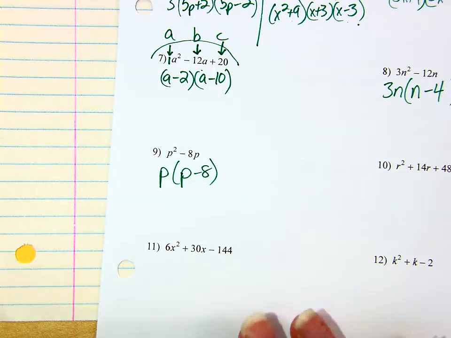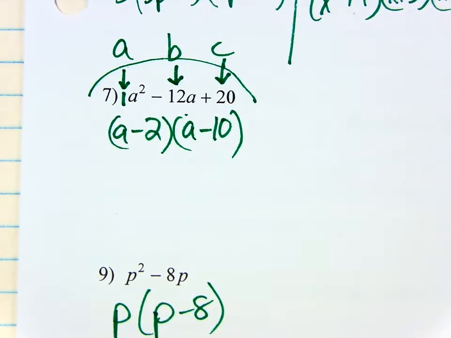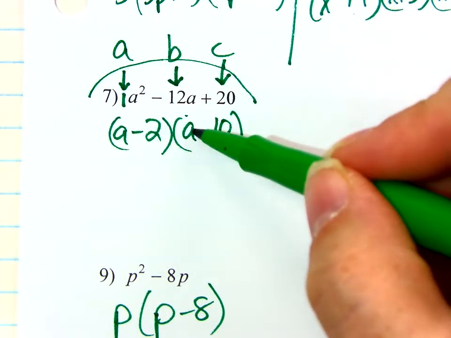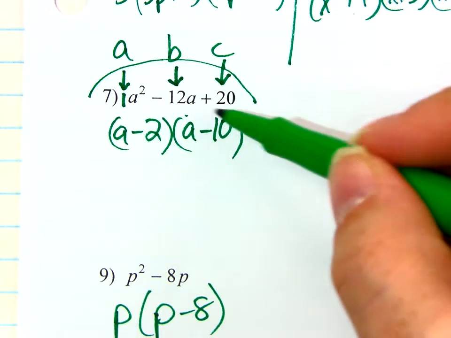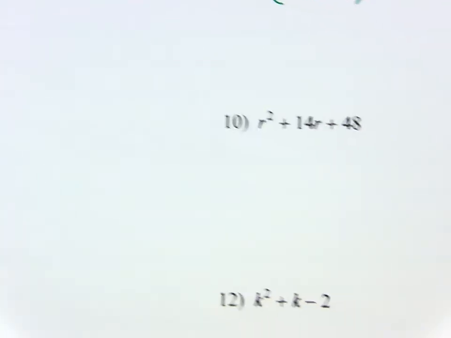Do you remember doing this? You can always check your answers by foiling that back together. You can just do it quick in your head. A squared minus 10 minus 2. Yep, that's minus 12a. And then negative 2 times negative 10. Yep, that's positive 20. So when a is 1, your life is pretty easy. You just have to find factors of c that add up to be b. That's it. So try 10.